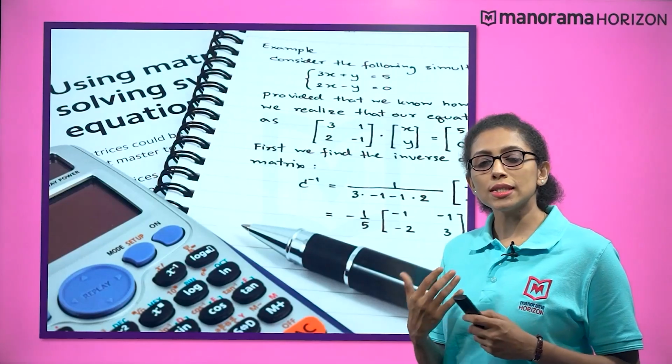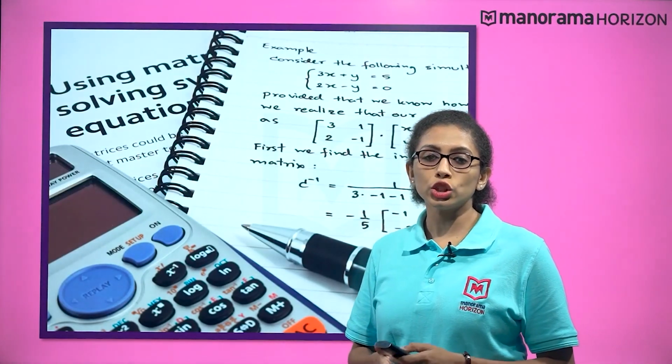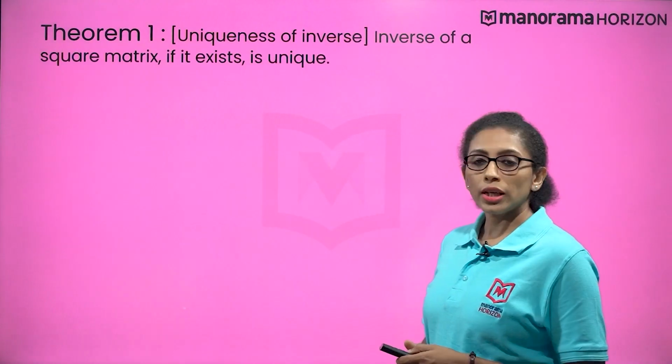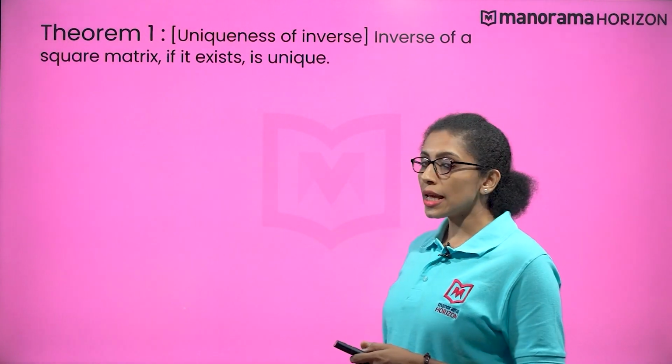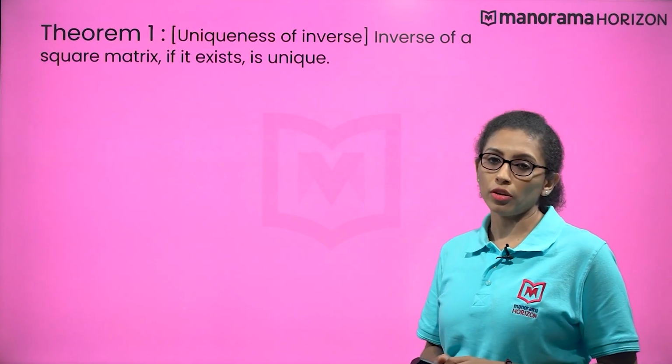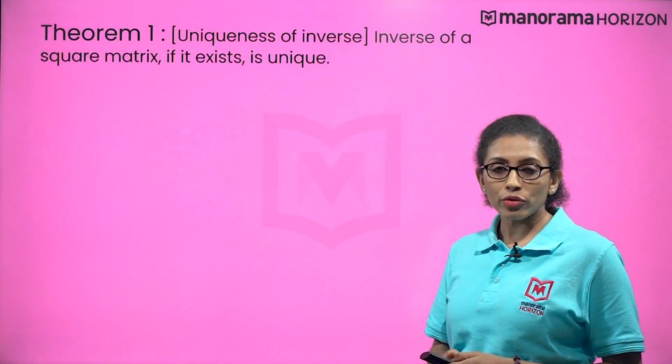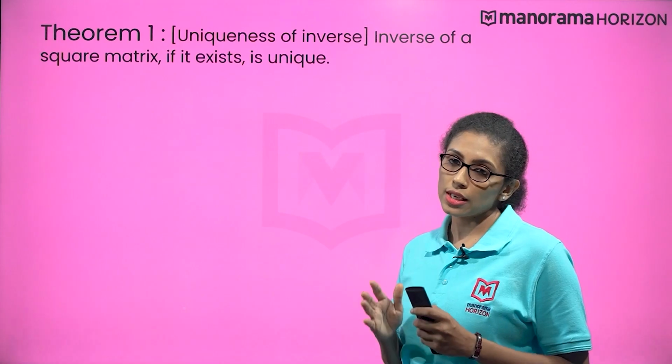Next, we will see some theorems and proofs related to the inverse of a matrix. Theorem number 1. It says about the uniqueness of the inverse. The theorem statement: the inverse of a square matrix, if it exists, is unique.